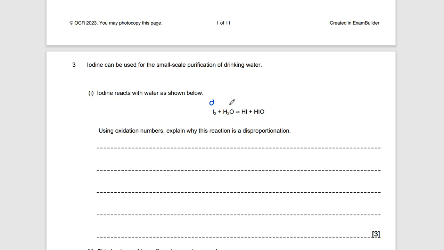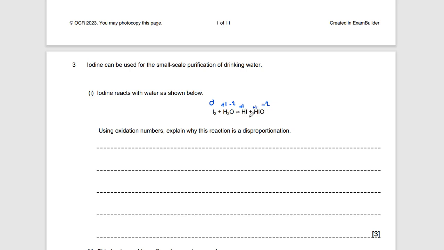Oxygen, of course, we did water earlier. Oxygen's -2, hydrogen's +1. Going on to the other side of the equation, remember oxygen is always -2. I can't see any fluorines present. I can't see any peroxide, so oxygen is -2 here as well. Hydrogen is always +1, so the H here is +1, and the H here is +1.